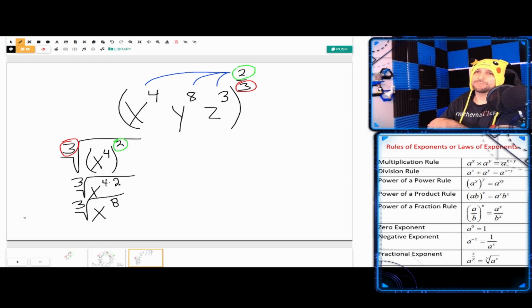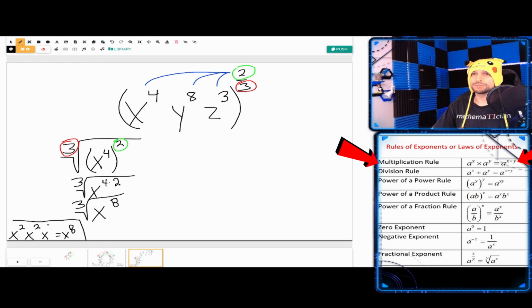Now, can we simplify that? The third root means we need something that when we multiplied it by itself, by itself, by itself, would be x to the 8. So is there something that we could multiply by itself 3 times that would give us x to the 8? Well, x to the 2 times 2 times 2 would only be x to the 6th, so that won't work. X to the 3 times 3 times 3 would be x to the 9th, so that won't work. So this one is not going to have a variable to an integer solution. So this will just stay the cube root of x to the 8th.